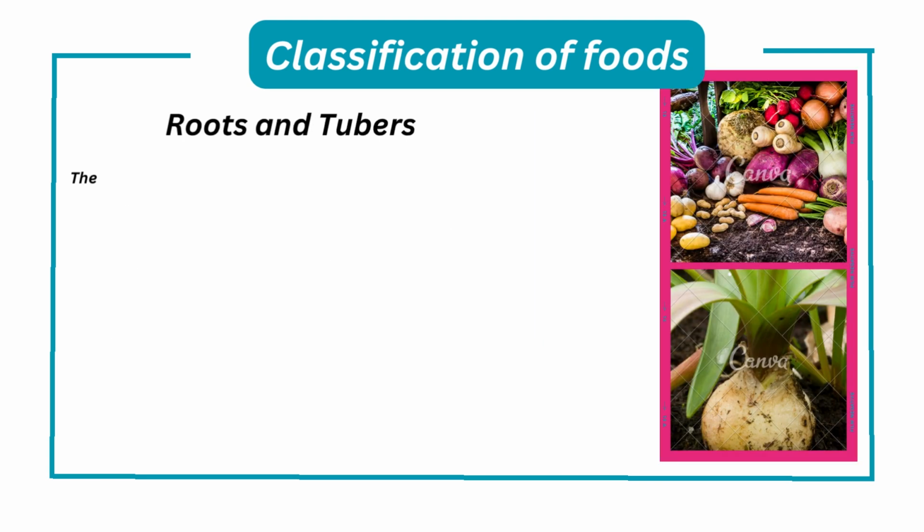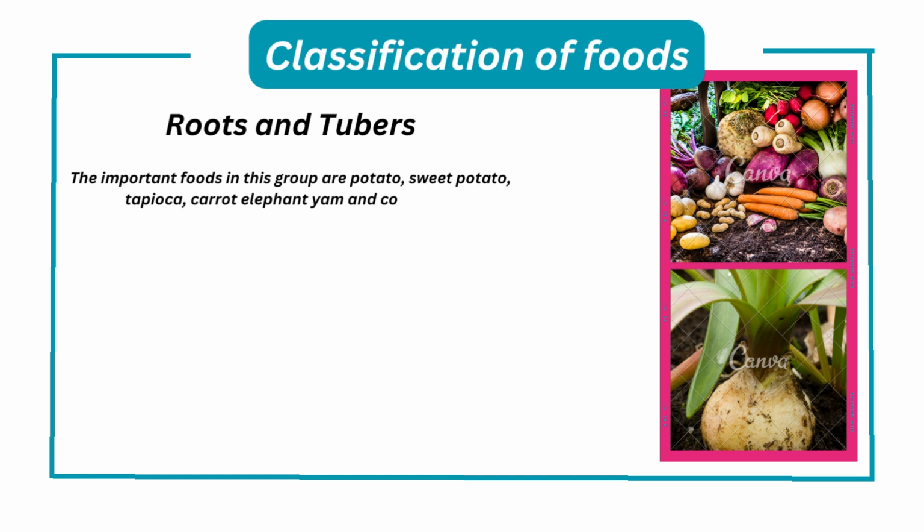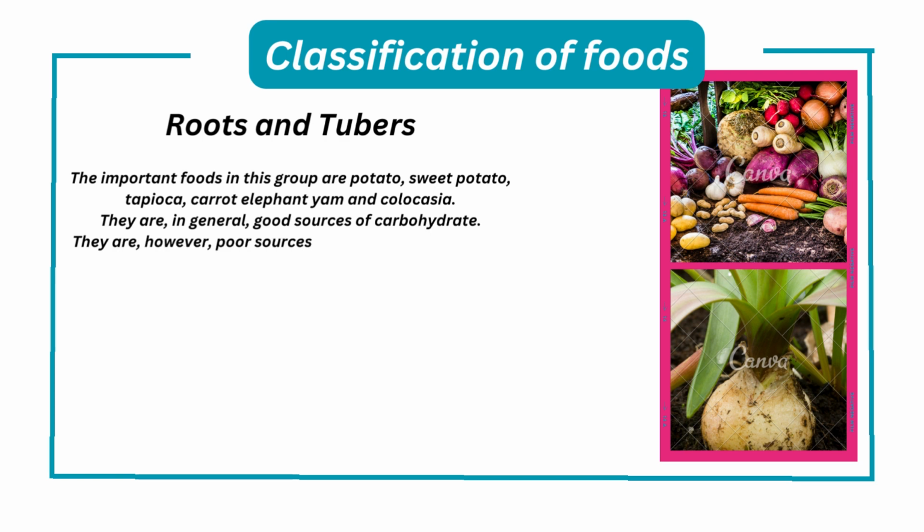Roots and tubers. The important foods in this group are potato, sweet potatoes, carrot, elephant yam. They are in general a good source of carbohydrate. They are a poor source of protein except potato, which is a fair source.